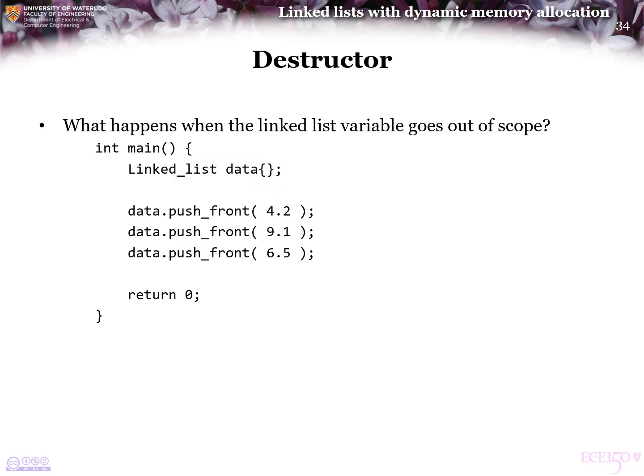Now, up until this point, we've avoided implementing the destructor. Now, why do we require a destructor? Well, in this example, data is a linked list, and we have pushed 3 nodes onto that linked list, each of them dynamically allocated. When data goes out of scope, the only thing that is lost is the instance of the linked list class, which has a single member variable pointer to list head. So that variable goes out of scope.